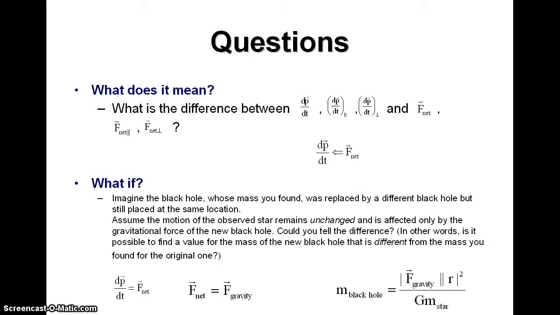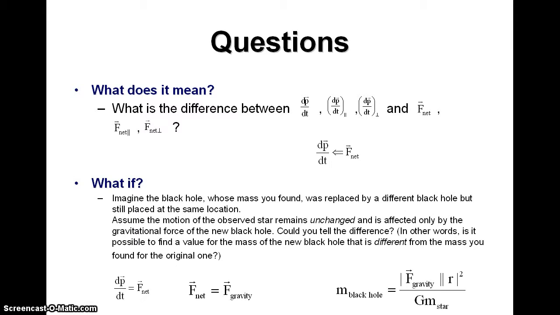We will now answer the two questions. First, what does it mean? What is the difference between dp/dt and its components, and F net and its components? F net is the sum of all forces acting upon a system, while dp/dt is the instantaneous result of that force. Therefore, even though dp/dt and F net have the same units, magnitude, and direction, they are not the same. For one, dp/dt is the resulting effect of the other, F net.